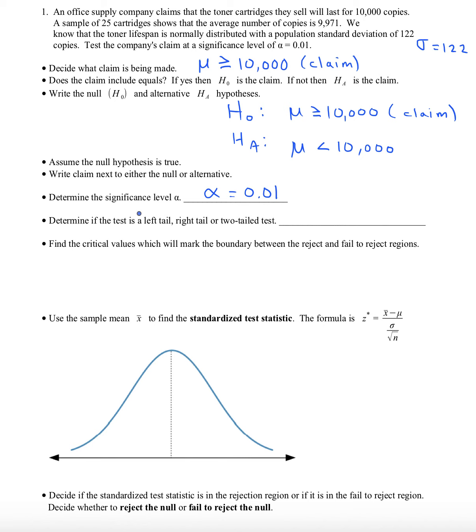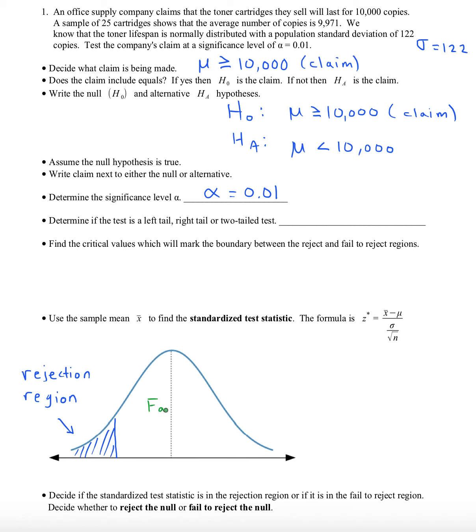When we mark our curve with a boundary, the shaded area is the rejection region. This particular test is a one-tailed test, and it's a left-tailed test. Now, how do I know that? The null says that the mean is at least 10,000. So proving that the null is false requires that we get a sample that's low enough that we would reject that null.